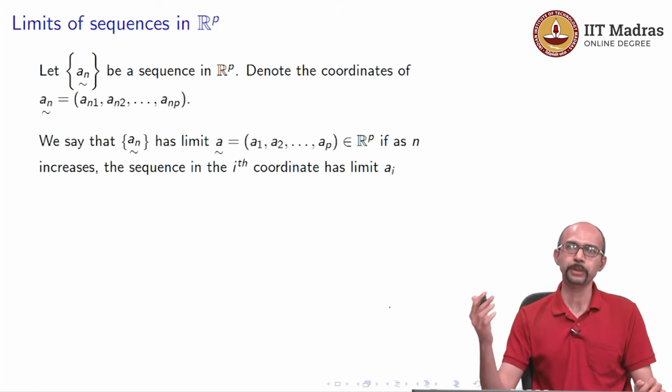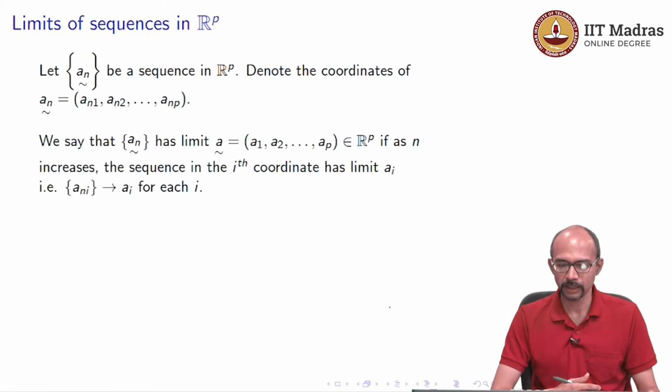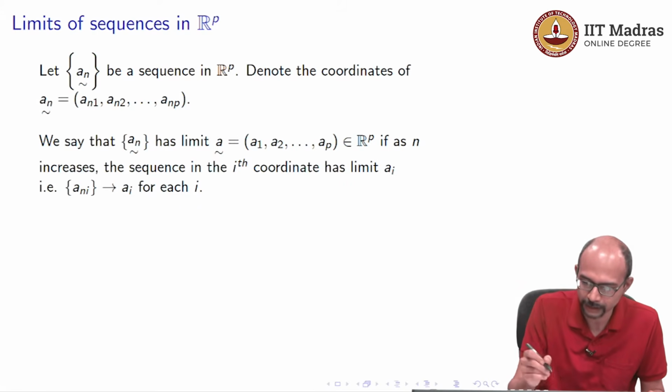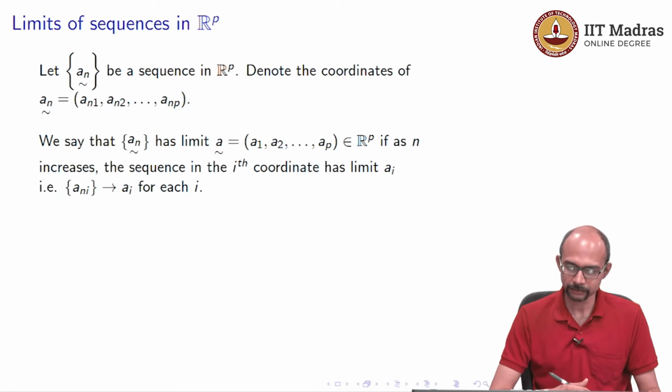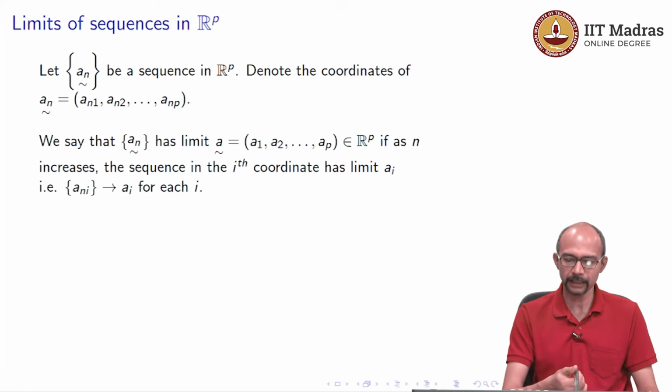And you do this for all p coordinate sequences, and if all of them have limits, then you put that together into a vector which we have called ã, and then we say that this ã_n has limit ã, which has coordinates a_1, a_2, ..., a_p, if for each coordinate the sequence tends to the corresponding coordinate of ã. So, a_ni, the sequence a_ni tends to a_i.